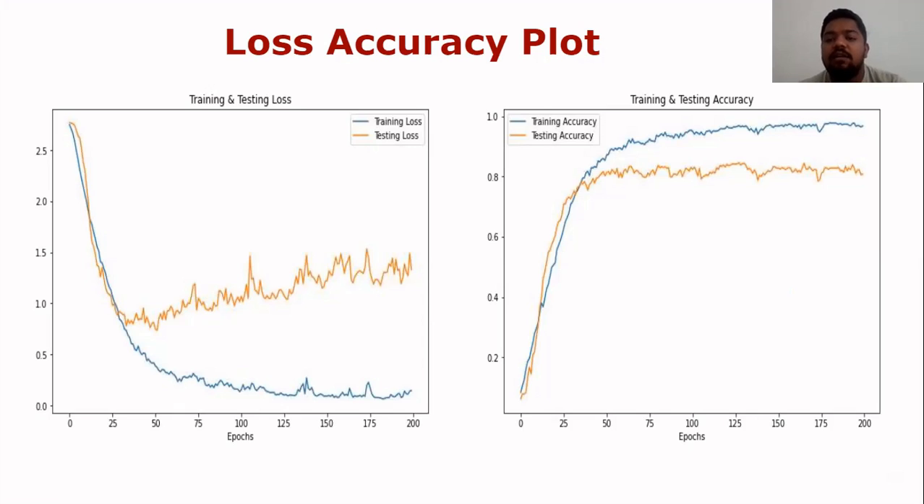The training and testing accuracy behave the same as the loss. The accuracy increases until 40 to 45 epochs, and while completing the 50 epochs, our training loss increases and testing loss decreases.